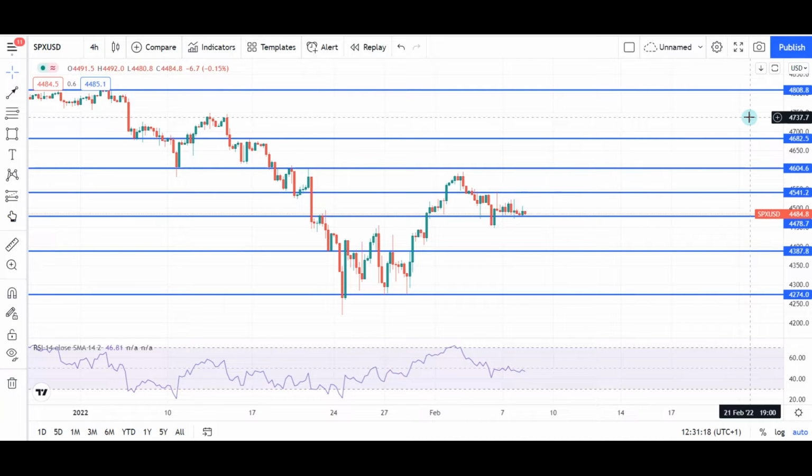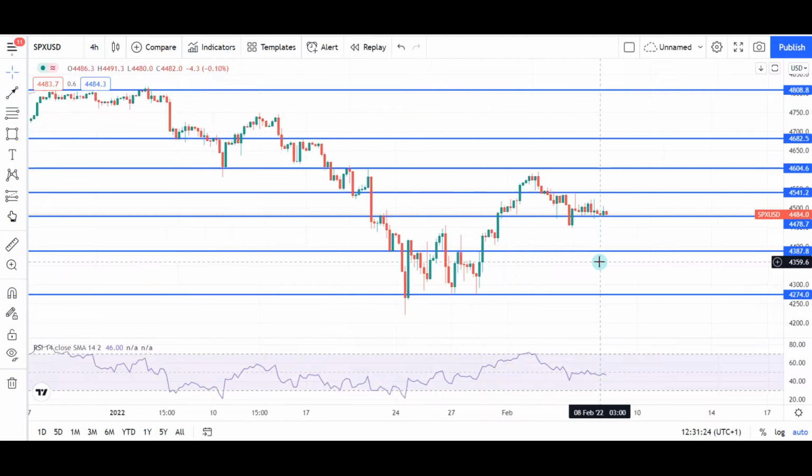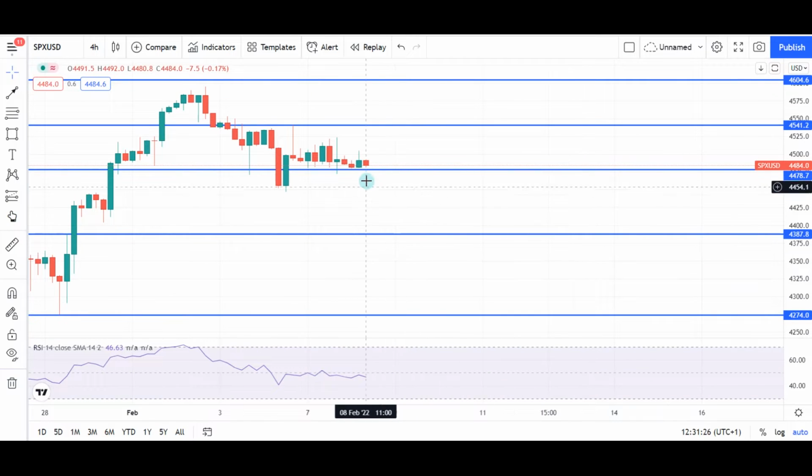All right, let's start with our S&P chart. The first one will be the S&P 500 chart. As you can see here, the S&P is trading at the level of support. 4,484 is the price right now, and we can say 4,480 is the critical support level.